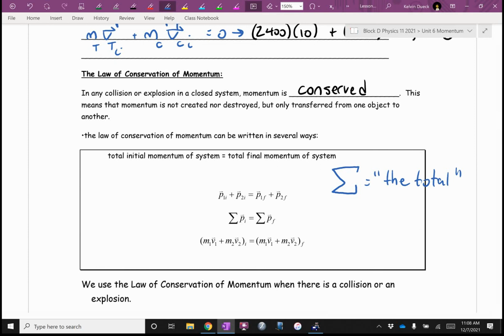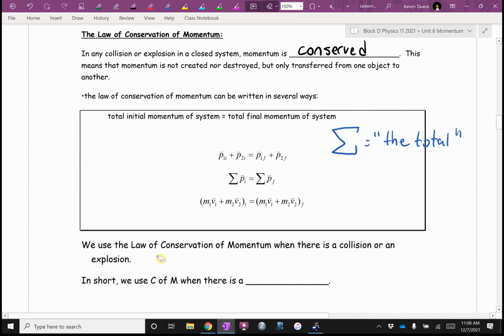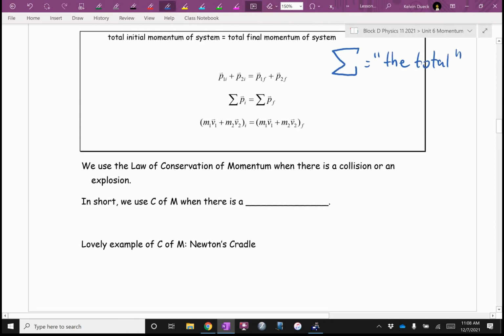Which of those is the shortest? Which of those do you think Mr. Dewick is more likely to use? Which of those also has Greek letters, which make Mr. Dewick feel a little nerd cred there? So I'm going to write that. Here's what I mean. We use the law of conservation of momentum when there is a collision or an explosion, when there is a boom.